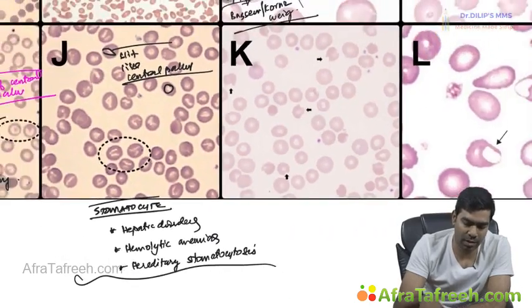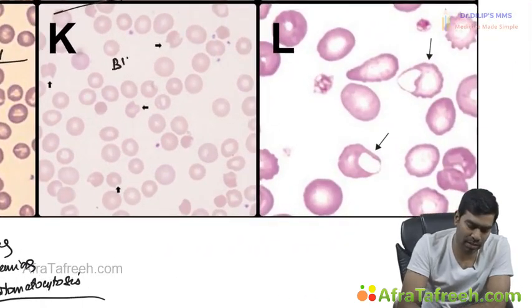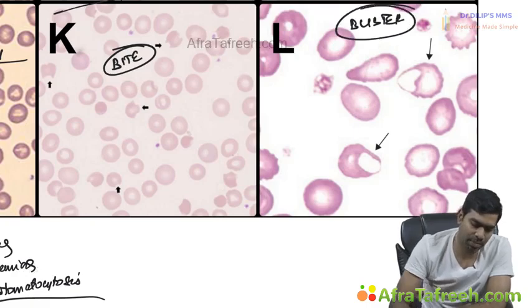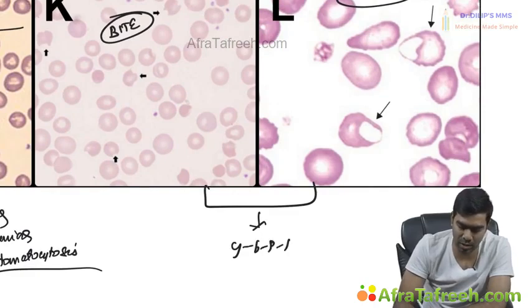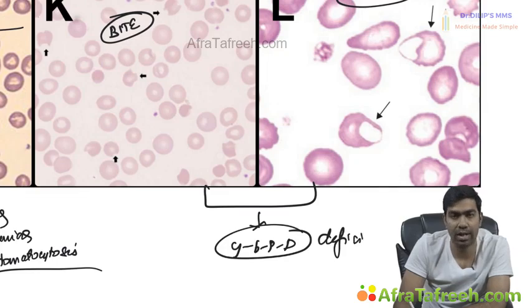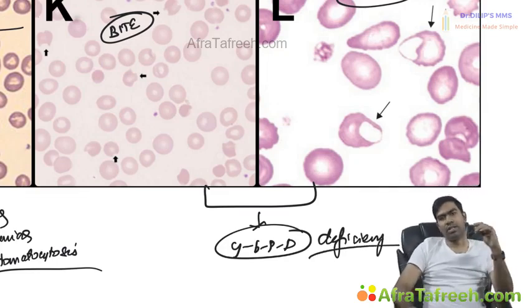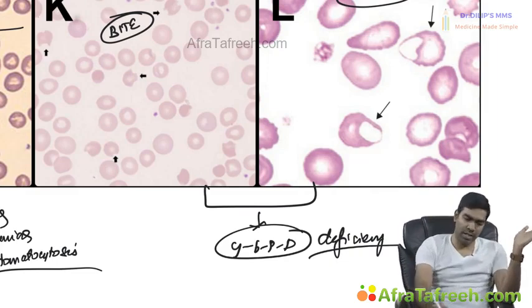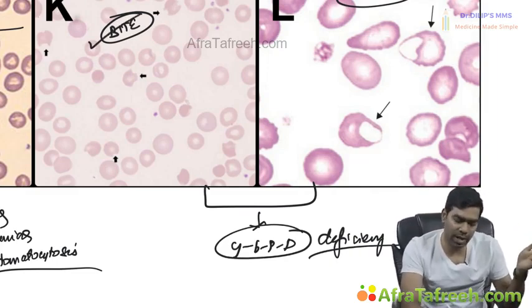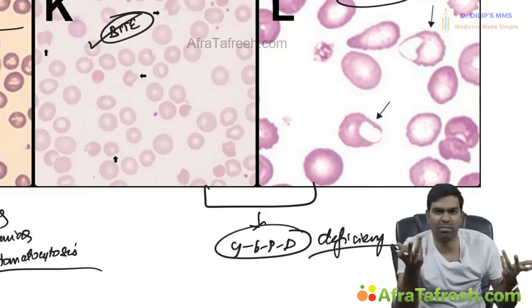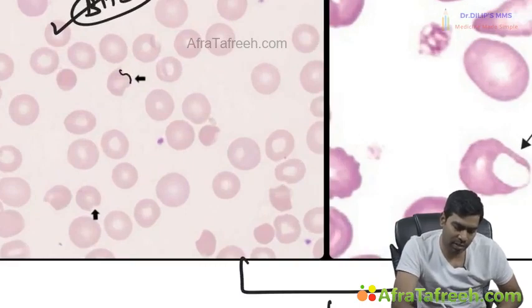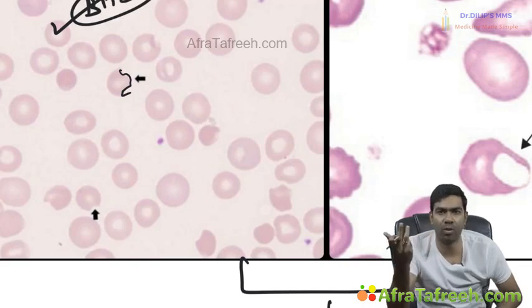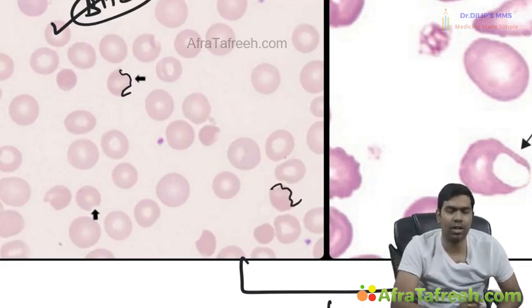And K and L are very special. These are called the bite cells, and the next one is called the blister cells. Both of these can be seen in one characteristic condition called G6PD deficiency. This is where you see bite cells and blister cells. Some books will tell you these bite cells are a form of cystiocytes, but it's separate according to the textbook. What is a bite cell? You can see in a lot of areas the RBC appears to be bitten, like an apple logo, isn't it? That is the reason why you call them bite cells.